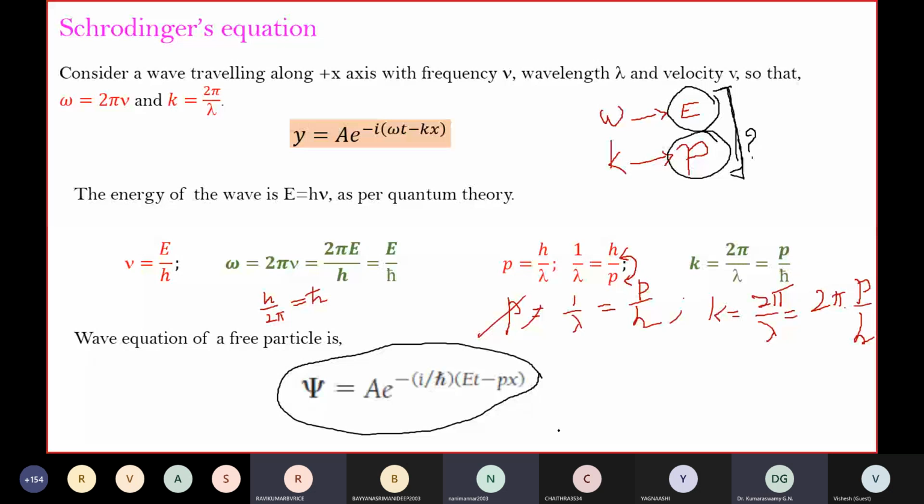Yes. Note down. After this is done, write down: omega is represented in terms of E. Omega and K are represented in terms of E and P respectively.